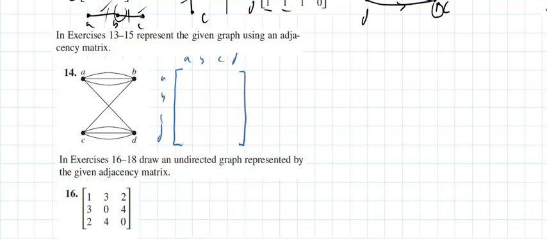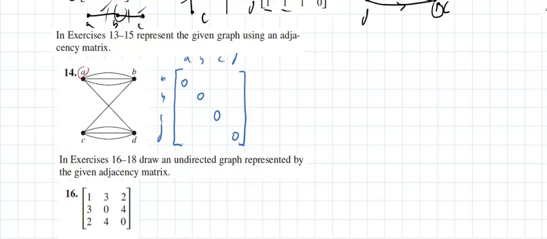So if I run from A, I could run from A to itself, there's none. B to B, there's none. C to C, there's none. And D to D, there's none. Get those out of the way, right? They can't connect to themselves. There's no loop on any of those.